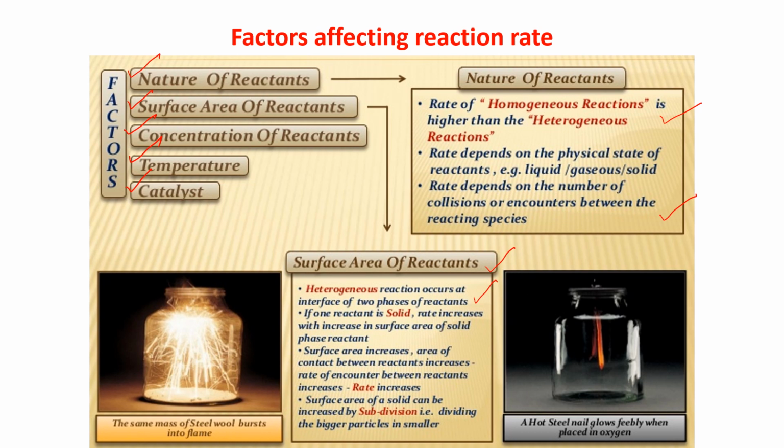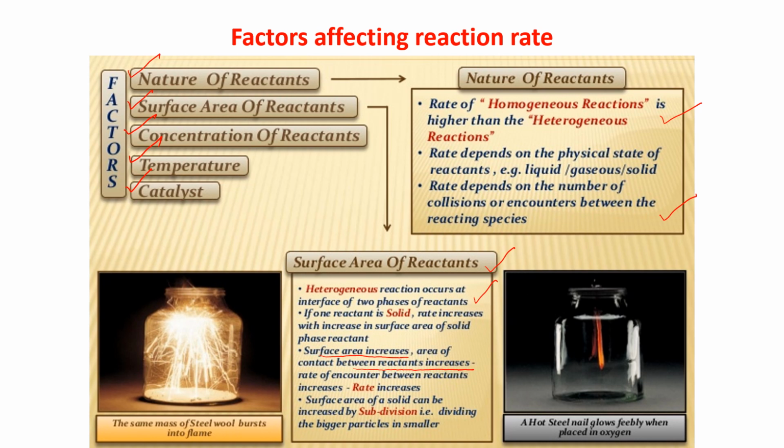Are you getting the point? If you can increase the surface area, then the area of contact between the reactants is increasing. So the collisions between the reacting species, or the encounters, will also increase, and hence the rate will also increase. Am I clear to you?